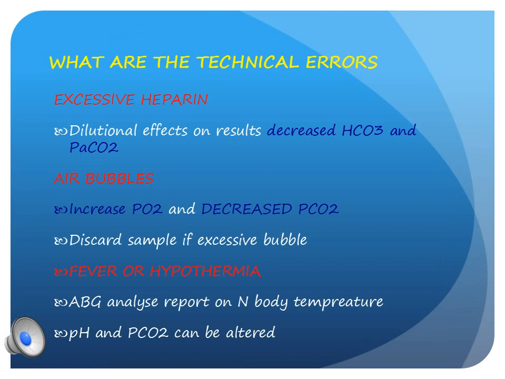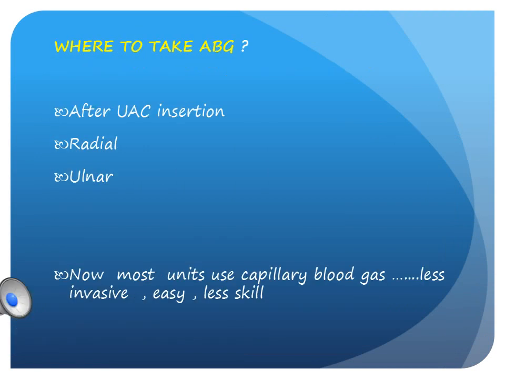If the neonate has fever or hypothermia, pH and PaCO2 can be altered, and the ABG analyzer normally reports at normal body temperature. So where to take an ABG? Mostly we do it after UAC insertion, or from the radial artery or the ulnar artery. But these days, most units have the capillary blood gas, so it's less invasive, it's easy, and less skill is required.